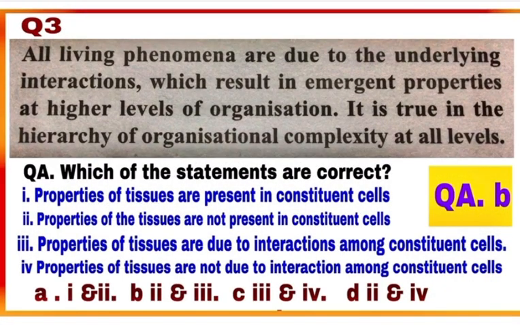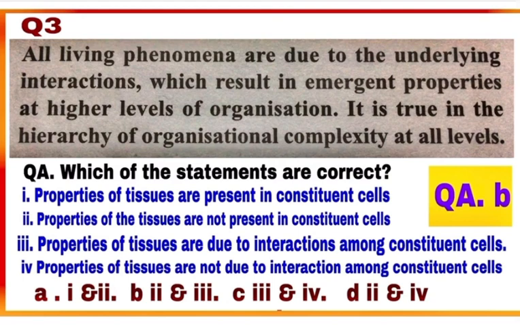Question number 3. This paragraph is about the emergence of new properties due to interactions at lower level of organization in living organisms. Now answer the questions. Question A. Which of the statements are correct? Statement 2, properties of the tissues are not present in constituent cells. And statement 3, properties of tissues are due to interactions among constituent cells. These two statements are correct statements.